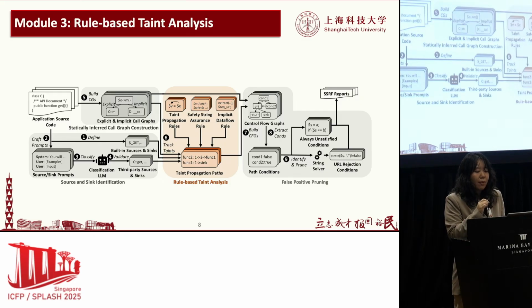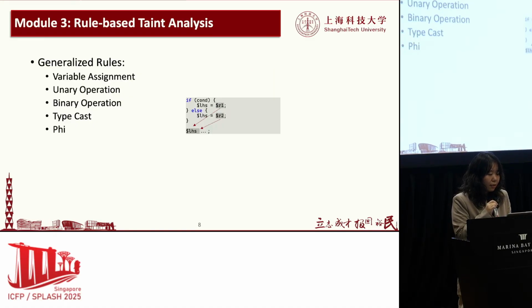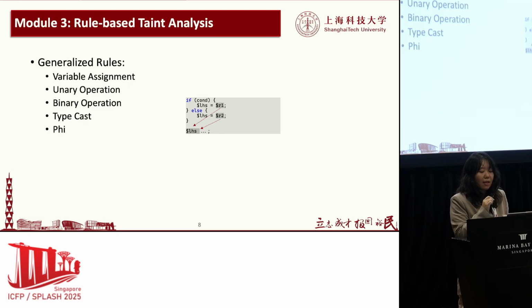Third, Artemis performs rule-based taint analysis to track how tainted data flows through the call graph. We design a set of propagation rules to handle common PHP operations. To improve accuracy, these rules are carefully designed to reduce both over-tainting and under-tainting. For general cases like variable assignment, unary or binary operation, and typecasting, Artemis follows the same rules used in state-of-the-art approaches. When Artemis encounters a branch like an if-else statement, it uses a phi assignment rule to merge the states coming from different branches.